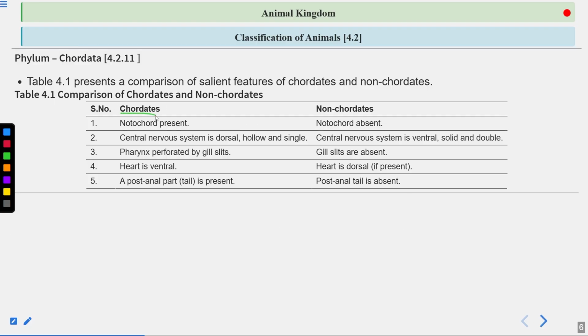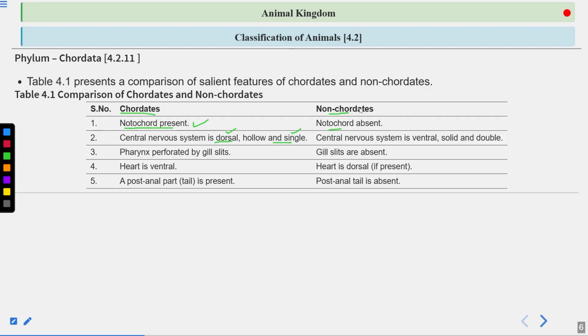If we see the chordates, they have the notochord. There is a presence of notochord in the case of chordates, and in non-chordates, notochord is absent. This is one particular feature that segregates chordates and non-chordates, right? The central nervous system is in the dorsal position, hollow and single. There is a single central nervous system, hollow from inside. What is the position? Position is dorsal. They are present in the dorsal region.